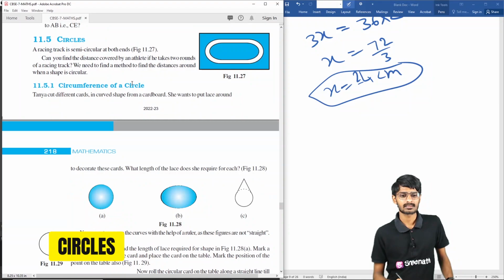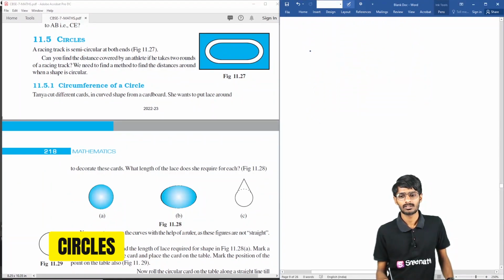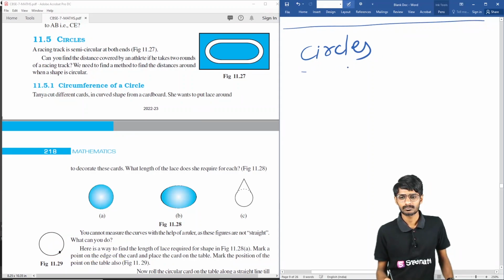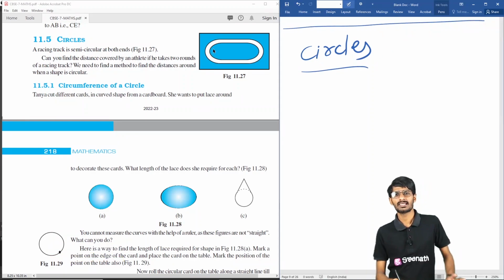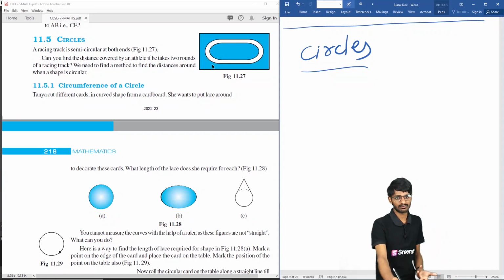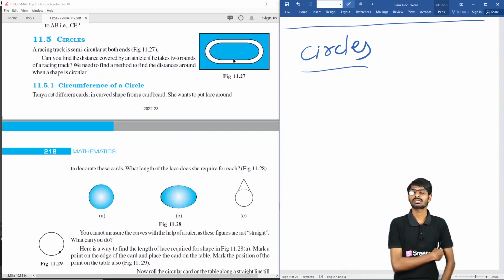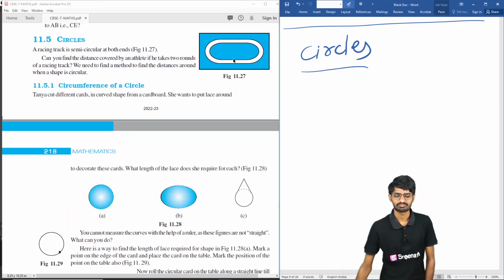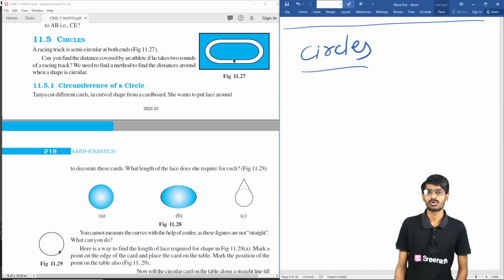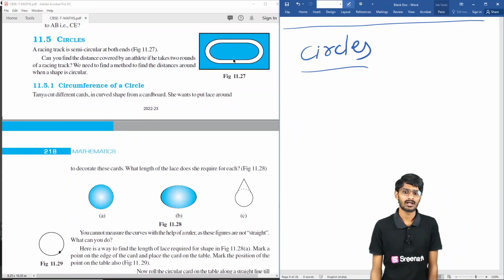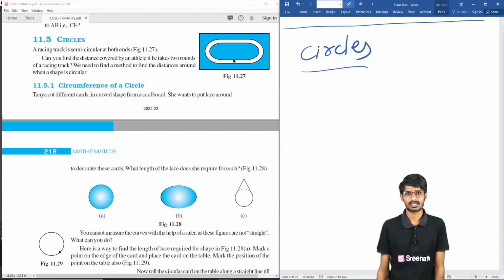Coming to the circles. Our present topic is circles. So there is a racing track which is in the shape of a semicircle at the end. If the runner goes one round along this track, what is the total distance covered? Will you know? We don't know. Here we are going to learn how to find the length along these curved surfaces.